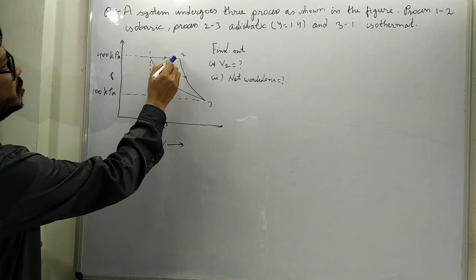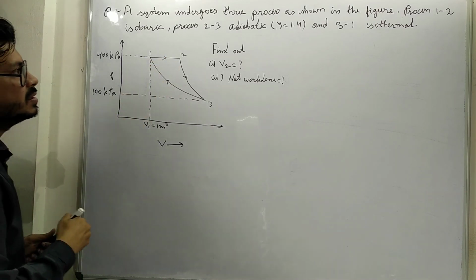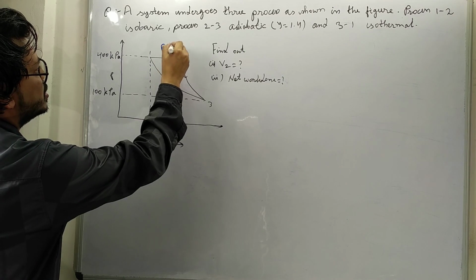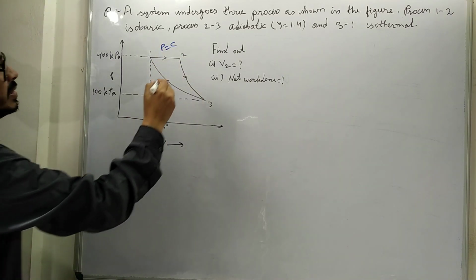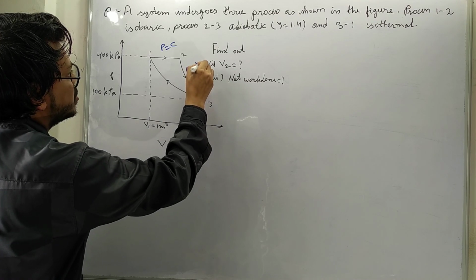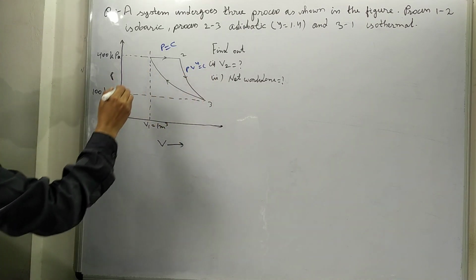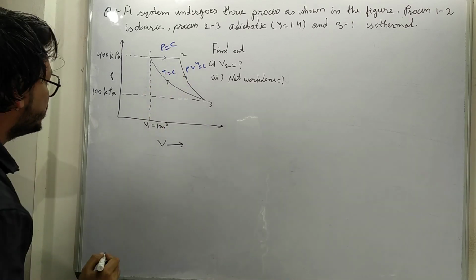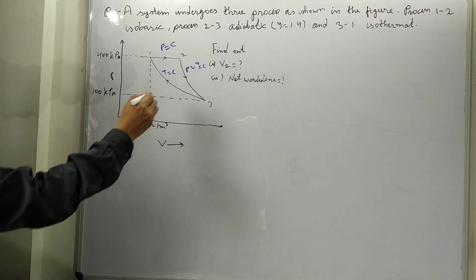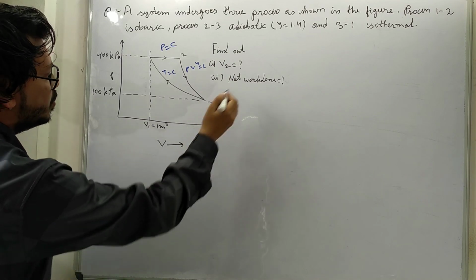So process 1 to 2, we have isobaric process, that is pressure equals to constant. Process 2 to 3, it is adiabatic, that is PV to power gamma equals to constant. And process 3 to 1, this is isothermal, so T equals to constant. Now we have to find out the value of V2 and net work done.